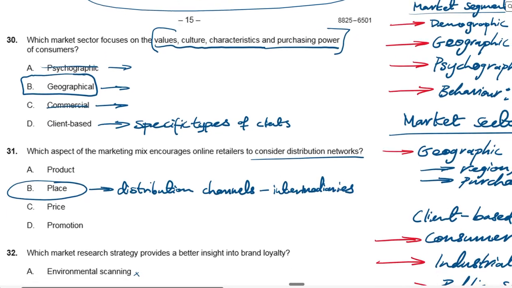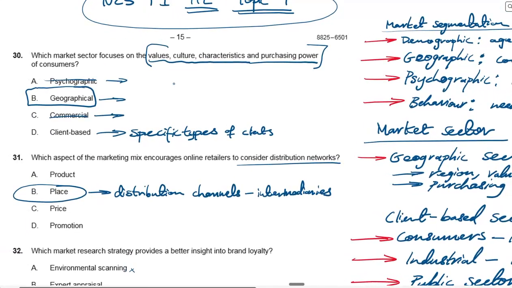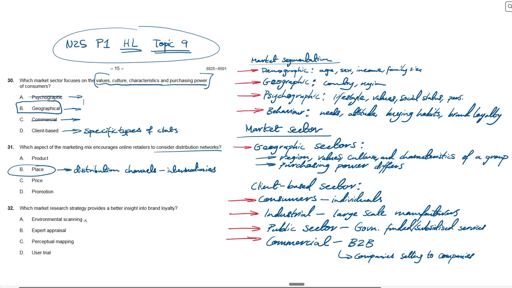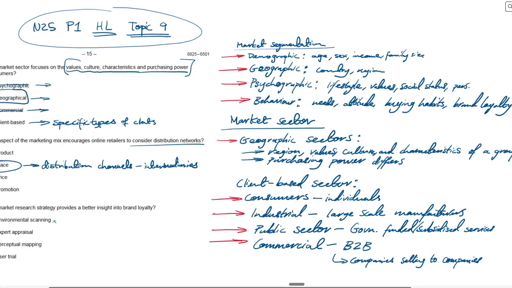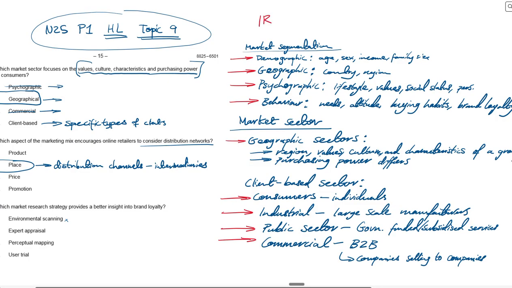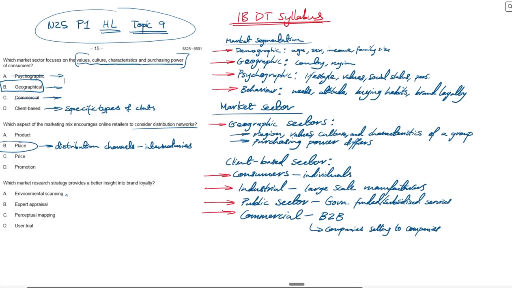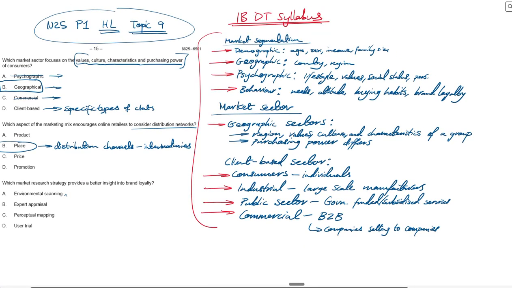Okay, so hopefully you guys tried those out. What I have is which market sector focuses on these aspects, right? And the way I broke this down, our answer is B, geographical. The way I broke this down is understanding the difference between market segmentation and market sector in terms of the IBDP syllabus. The syllabus tells us this is what we have to understand.